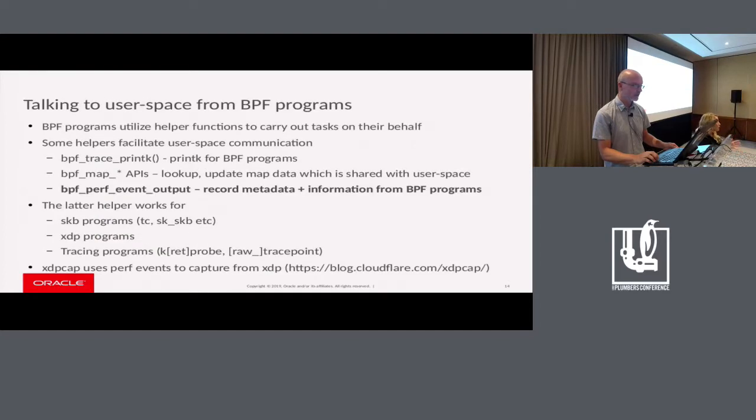So what I'm suggesting is, just a bit of general information first on how BPF does things. It uses helper functions to carry out tasks. Particularly in communication with user space, we've got bpf_trace_printk, which is essentially printk for BPF programs. We've got maps, which are a way for user space and the kernel to communicate and share configuration. We can record stats in those maps. And then we've got, for our purposes, the interesting one, which is bpf_perf_event_output. That allows us to record metadata and information in BPF programs. And that particular helper works for SKB programs, like the TC subsystem, XDP programs, and tracing programs as well. And in fact, XDPcap uses perf events to capture from XDP, so you can do a little bit of that already.